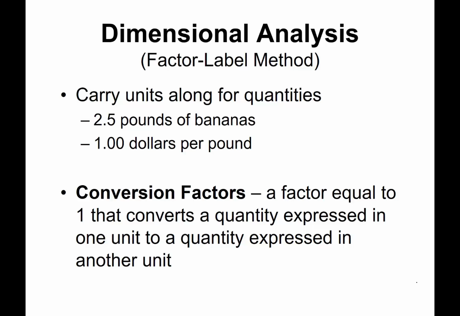Okay, so a fancy name for a very simple thing. We can calculate how many dollars 2.5 pounds of bananas cost based on the conversion factor $1 per pound, which we can do in our head, because if it's $1 a pound, then 2.5 pounds of bananas is going to cost us $2.50. But I'm using this very simple example to illustrate how the factor label method works. So a conversion factor that we use would be $1, and I'm going to write it like this.